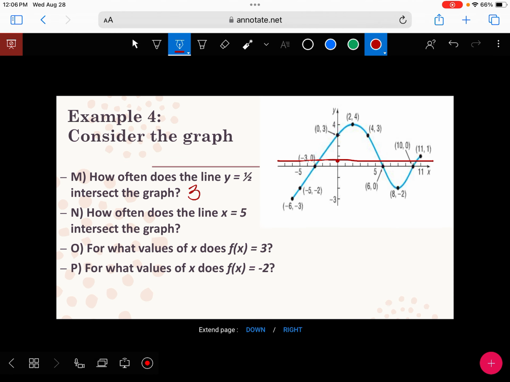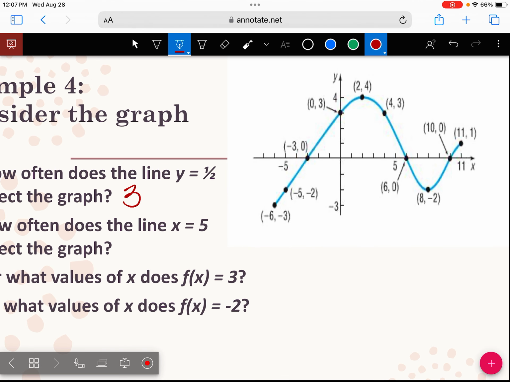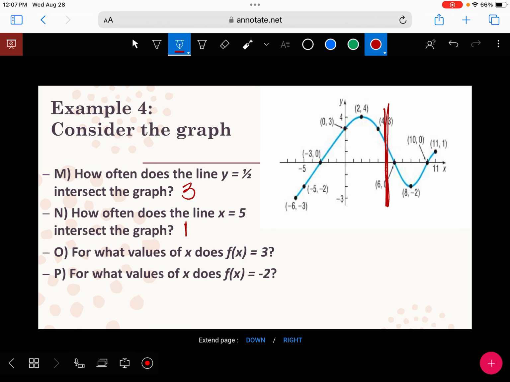So now let's do, what about if it's x equals 5? So a vertical line, though, because this is a function, that should only cross once. Because remember, it's a function. So a vertical line has to pass the vertical line test, which means it can't cross it more than once. So x equals 5 is right here. So I'm going to draw a vertical line through x equals 5. That's kind of a messy line, but it only crossed through one time, so the answer would be 1.